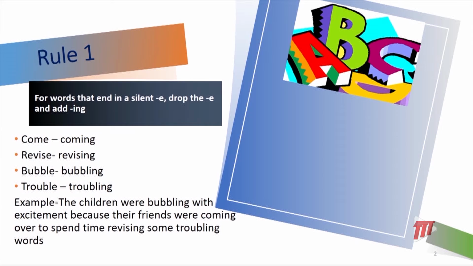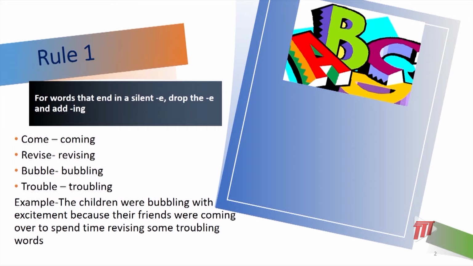When adding ing to words, there are three basic rules that we follow. We will begin by looking at Rule 1. Rule 1, for words that end in a silent letter, silent E, we drop the E and then add ing. For example, come becomes coming.